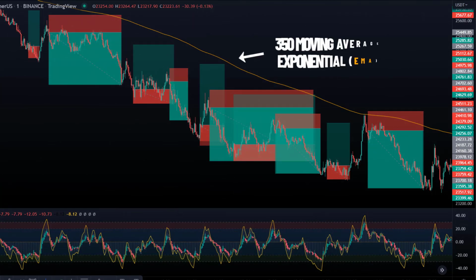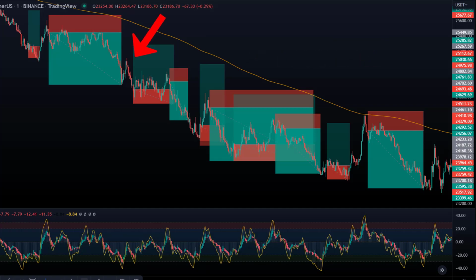We can trade with the trend by adding the moving average exponential indicator. I have the length set at 350. By adding this indicator, we can easily see if the price is moving in a general upward trend or downward trend. If the price is moving below the 350 moving average exponential, as we can see here on the screen, then we will only open sell positions. We do this because we know that the general price is therefore moving down and we always want to trade with the trend.